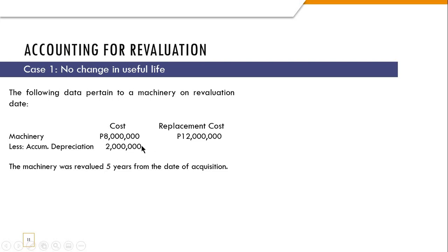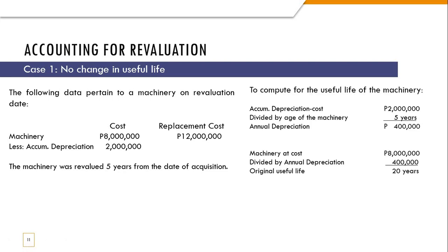Assuming straight line depreciation, the 2 million, we divide that by 5, then we get the annual depreciation. So, to compute for the useful life of the machinery, our accumulated depreciation of 2 million here, we divide it by 5. Then you get the annual depreciation of 400,000. Now, if our annual depreciation is 400,000, then the cost of 8 million, we divide by 400,000, meaning the original useful life of the asset is 20 years. Okay?